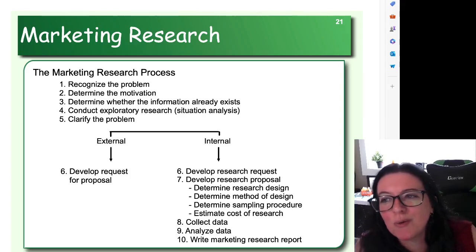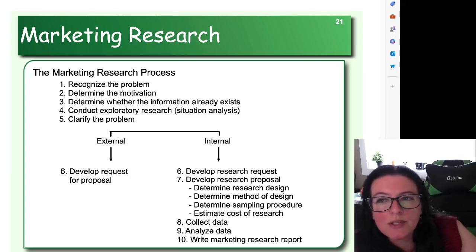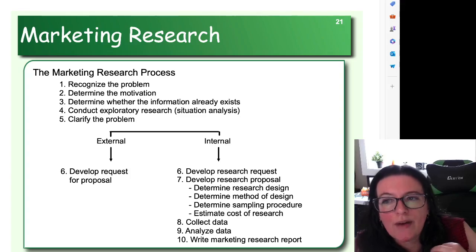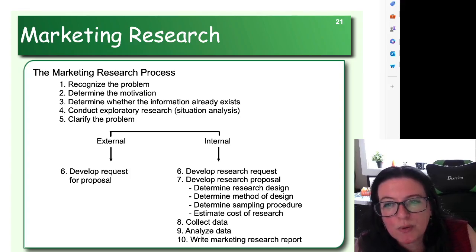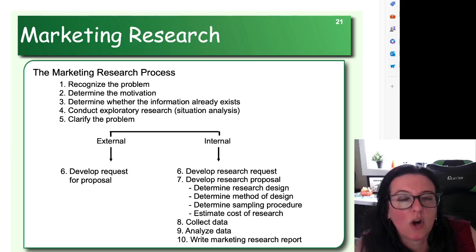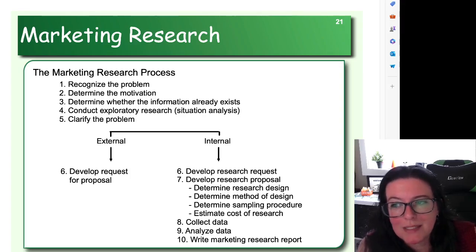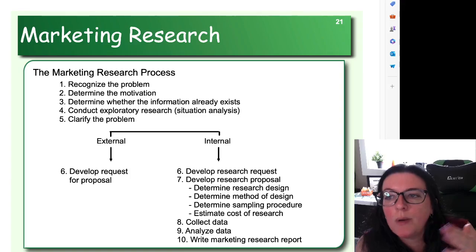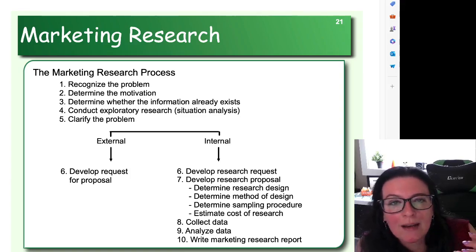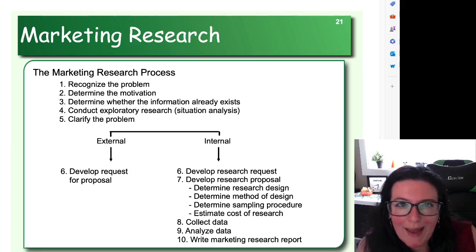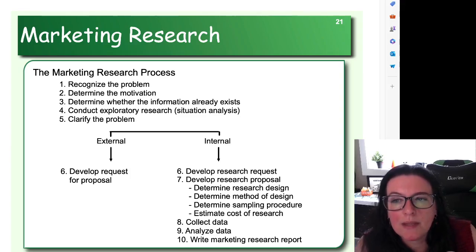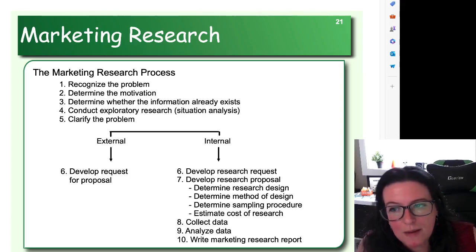And then we can either go external, so we develop a request for proposal. We are going to hire someone else to do the research. Or we go internal and we develop a research request and a research proposal. We're going to determine our own research design, the method, the sampling, and the cost. We will collect the data, analyze the data, and write up the report with the recommendations. So in the next couple of videos, we're going to be working through this process from recognizing the problem and probing from management or whomever has raised the issue to get to the heart of the matter, to writing up some of these documents like an RFP.